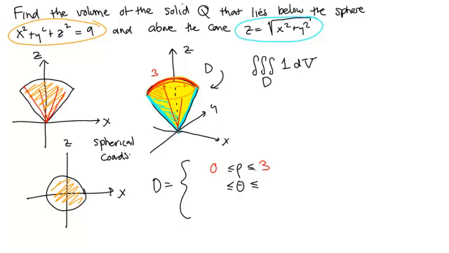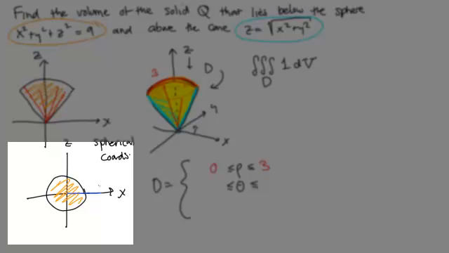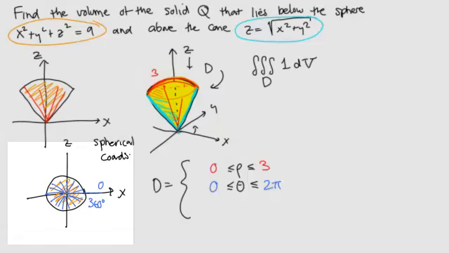Now remember, theta measures the angle from the positive x-axis. Now if we look straight down on our top view picture, the smallest angle theta we can get is 0. And then as we move around this cone, our angles can get larger and larger until they get up to 360 degrees. And so the range for the theta values should be between 0 and 2 pi.